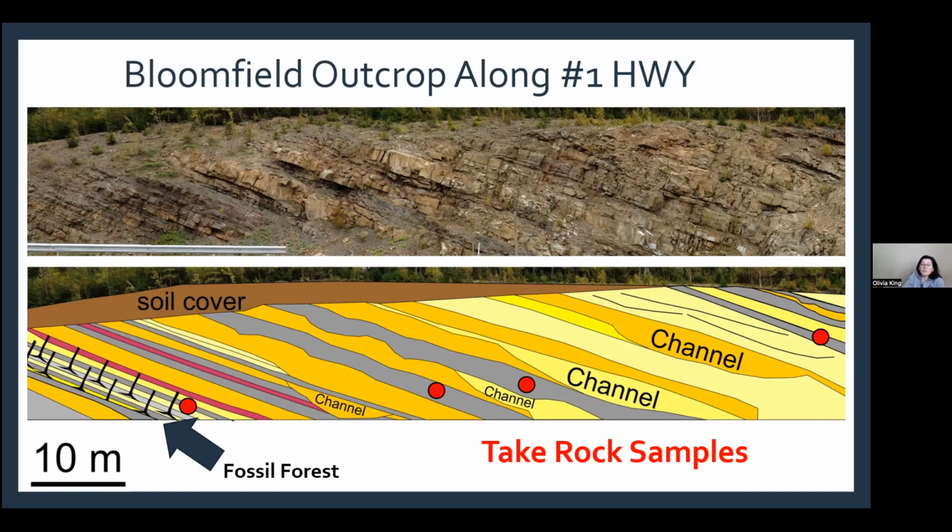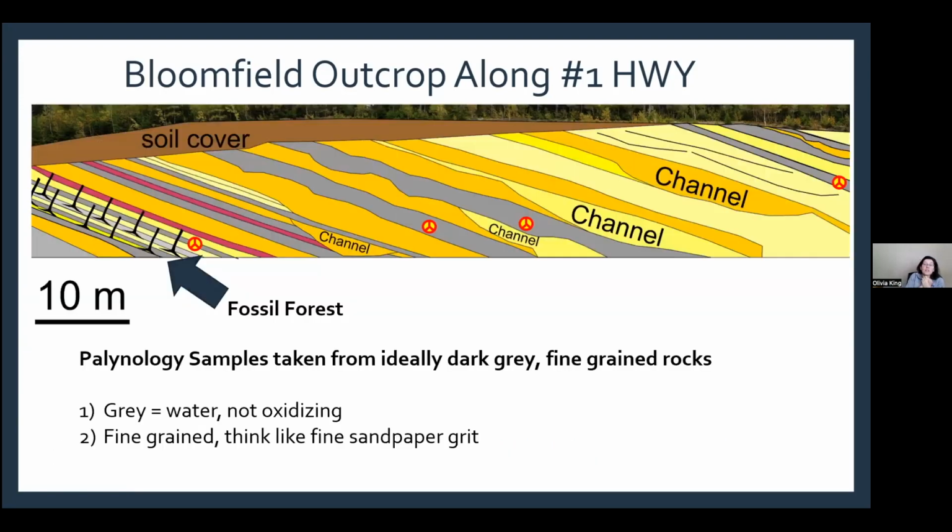These samples, especially for palynology, tend to come from these gray layers, partially because that means they're not oxidized. Sediments oxidize when they're exposed to air. So if you think of soils being brown, whereas river environments will be gray. We are looking for these river environments, especially because we're looking for spores dominantly.